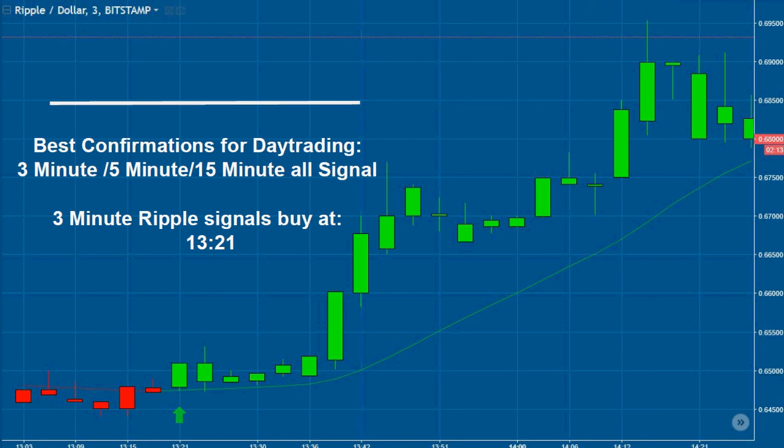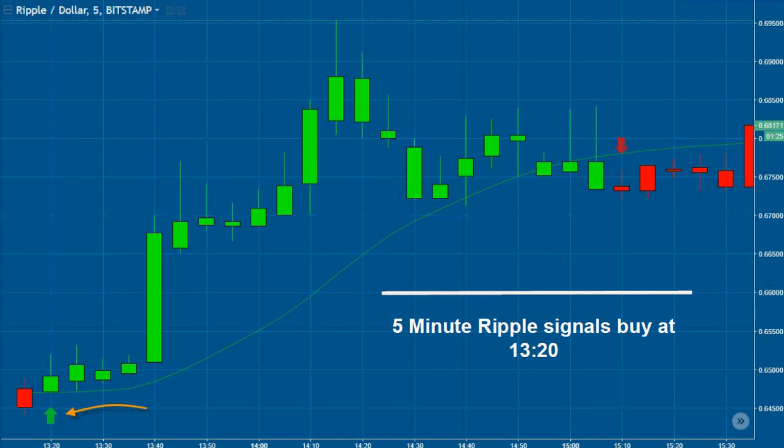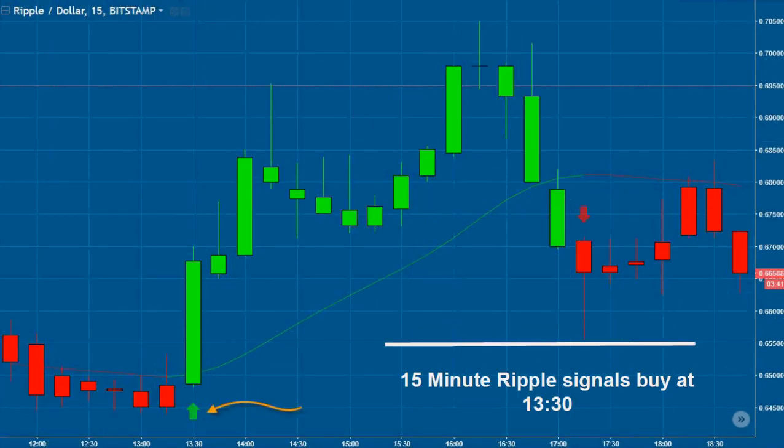The 3-minute Ripple signaled a buy at 1321. Now, it's a 3-minute chart. The 5-minute Ripple signaled the same buy at 1320. Now, it's a 5-minute chart. Remember, it takes 5 minutes to make that one bar on the chart. So, of course, it starts at 1320 and finishes at 1325, right? Now comes the 15-minute chart. The 15-minute chart signals a buy at 1330. Well, it takes 15 minutes to make that one bar. So all three had confirmed exactly at the same time. And that's trading smarter, not harder.